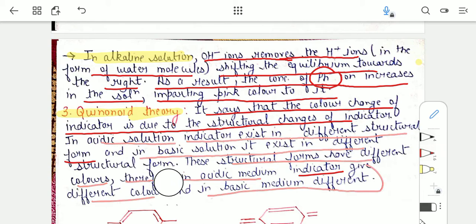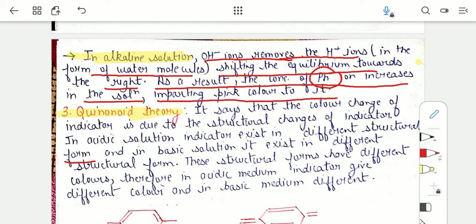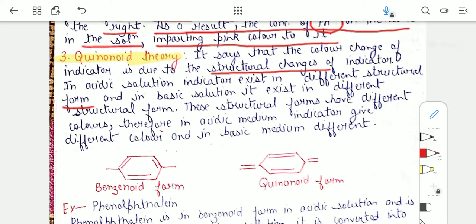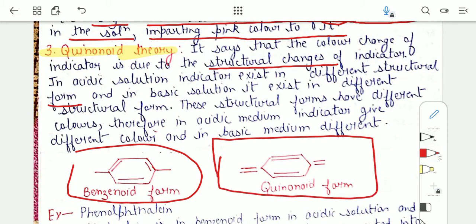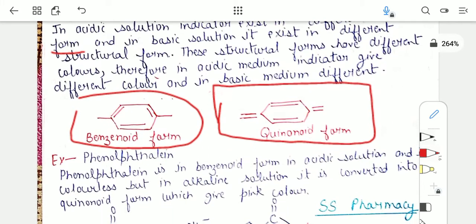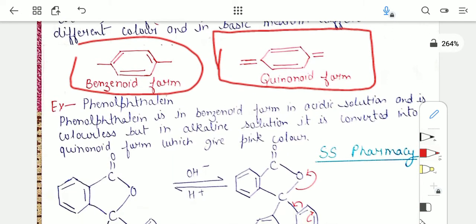So what exactly is happening is that the indicators have different structural forms in acidic and basic medium, and due to the different structural forms, different colors are imparted in the respective mediums. This is the benzenoid form, which has one color. This is the quinonoid form, which has a different color. Now let us see an example and you will understand this theory better. We will again take the example of phenolphthalein.